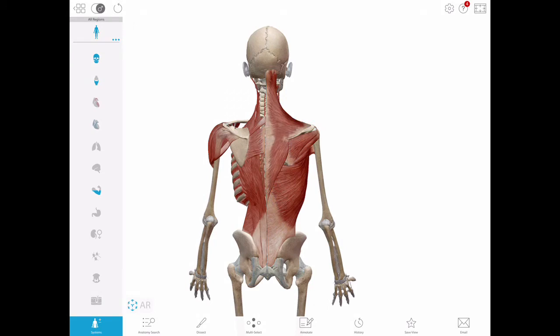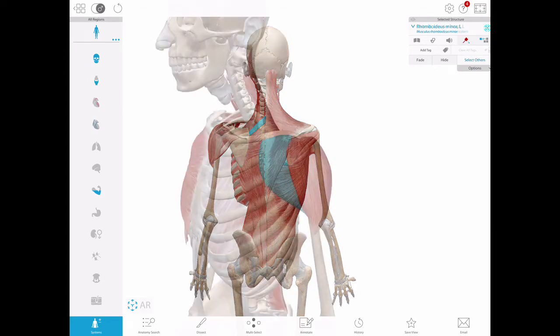So also near the scapula, we have the rhomboid muscles, the major and minor. This one here is the rhomboid major, and this one here is the rhomboid minor. Both of these help with scapular elevation and downward rotation.